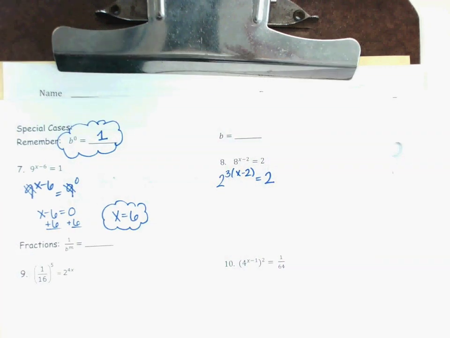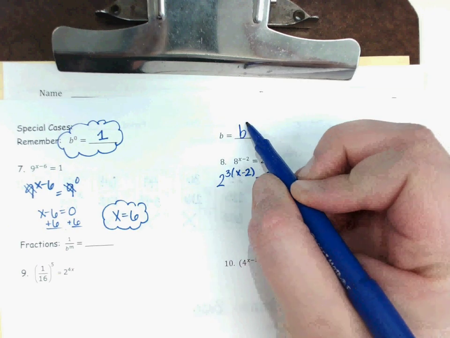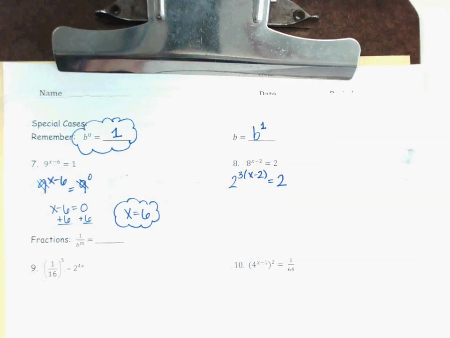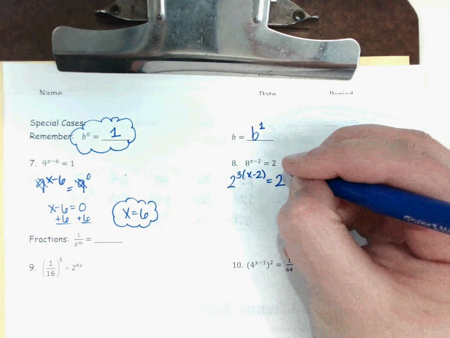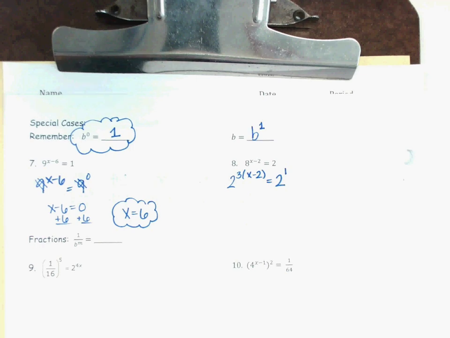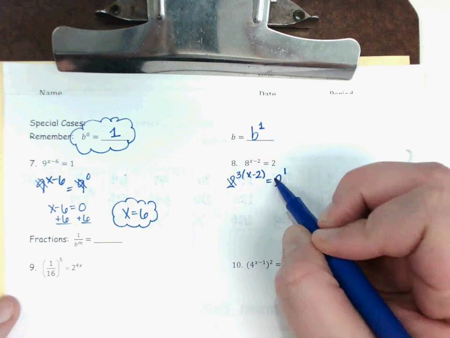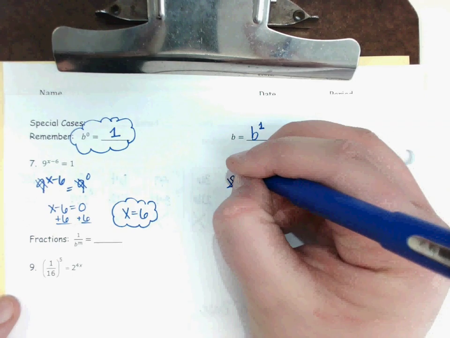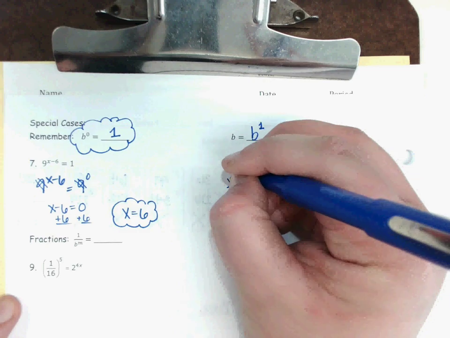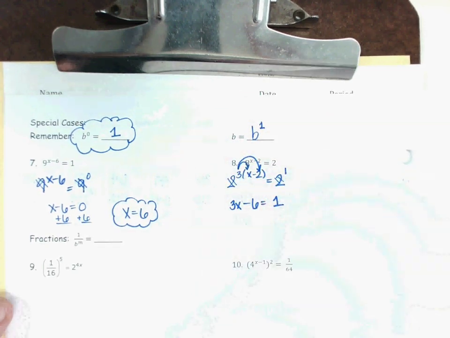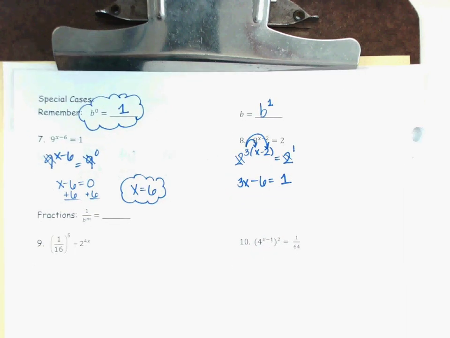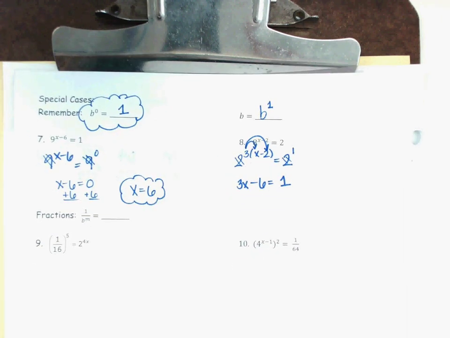If no base is listed, that counts as a base to the 1. So if no exponent is given, that counts as a 1. So I'm going to put a 1 right there, so that when I cancel the base 2's out, I have something left from that side. So gone, gone. 3 times x is 3x. 3 times minus 2 is minus 6, but then equal to 1. So you have to leave something in that place, or else you end up with nothing there.